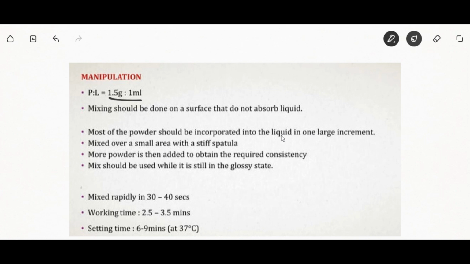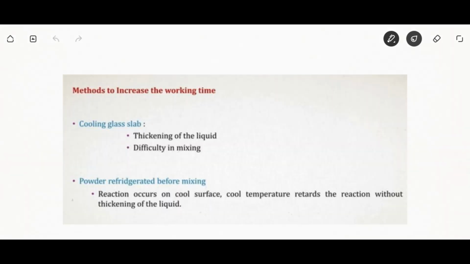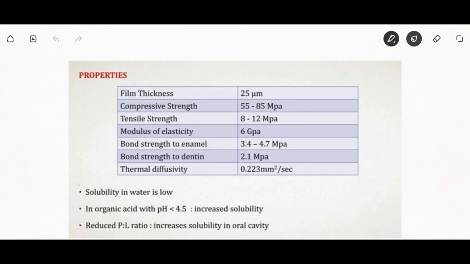The powder liquid ratio is 1.5 is to 1. Most of the powder should be incorporated in the liquid in one large increment, mixed over a smaller area with a stiff spatula blade. The working time is 2.5 to 3.5 minutes. The setting time is 6 to 9 minutes. Solubility in water is low. Reduced powder liquid ratio will increase the solubility in the oral cavity. So these are the properties of the polycarboxylate cement.